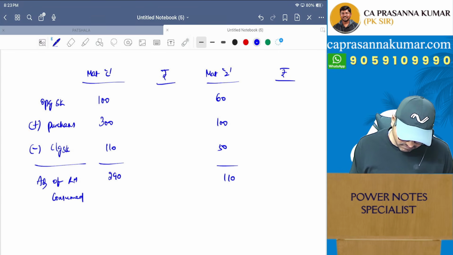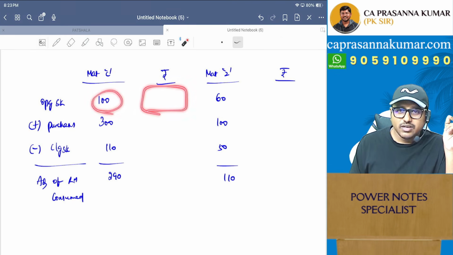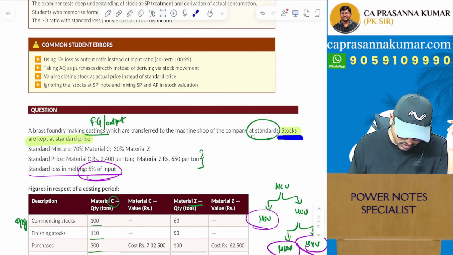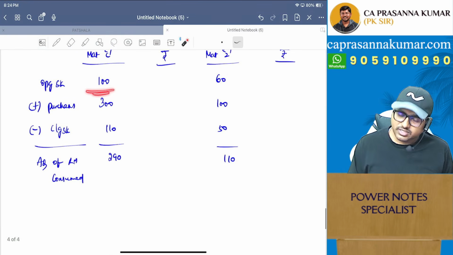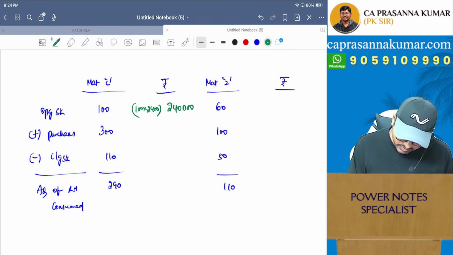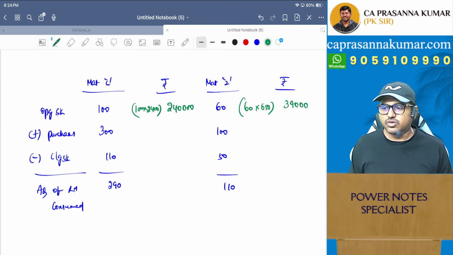You'll understand. Sir, opening stock of raw metal is 100. What is the value of it? Very simple, sir. If you look at the question, he clearly said that all the stocks are kept at standard price, which means standard price is 2400 and 650. Therefore, opening stock will be kept at standard price, which means 100 into 2400, so it will be 2,40,000. Even for Z, 60 into 650 because the standard price is that, which means the value of the stock will be 39,000. Clear?